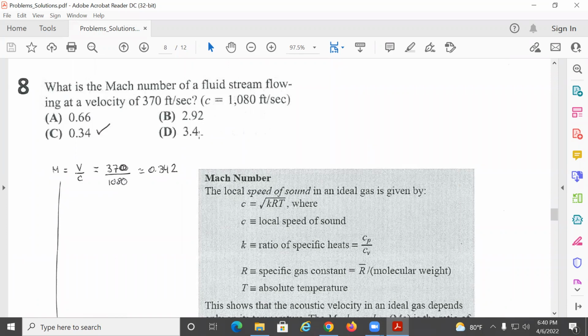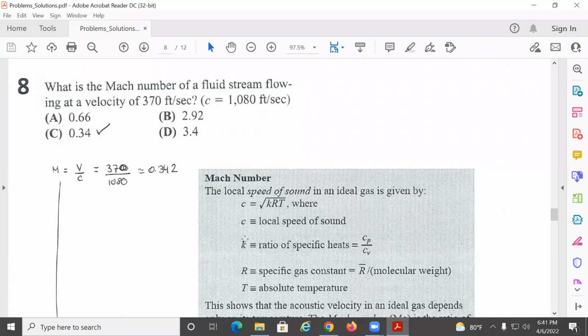Problem 8. What is the Mach number of a fluid stream flowing at a velocity of 370 feet per second? Where this is the C, the velocity of sound, okay? 1,080 feet per second is the speed of sound. So they give you the equation, again a thermodynamics quantity, square root of kRT, where k is the ratio of specific heats, R is the gas constant, and T is the temperature. Generally, for aerodynamics problems, they use the letter gamma.